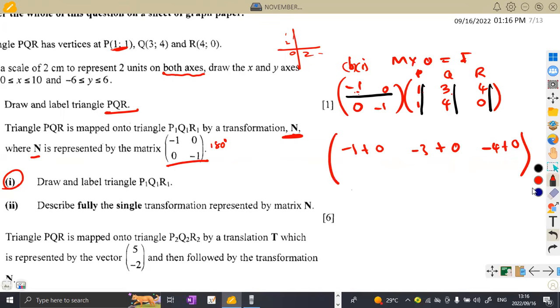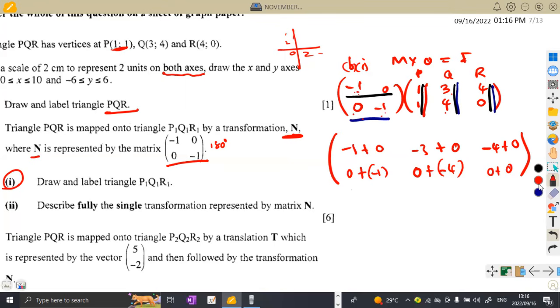Okay, so we move on to the last row, but starting with the first column, this one. So it's 0 times 1, that's 0, plus -1 times 1, which is -1. We move on to the other column, which is this one. So we're going to multiply again, 0 times 3, that's 0 here, plus -1 times 4, which is -4. Then we move on to the last column. So it's going to be 0 times 4, which is 0, plus -1 times 0, which is a 0.